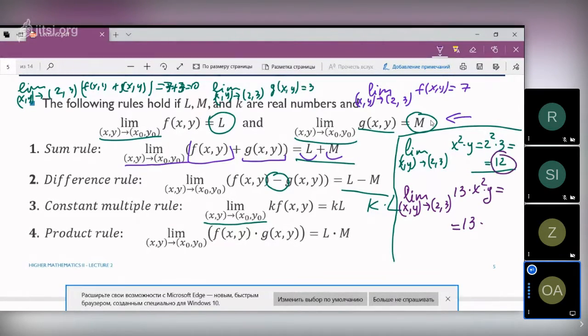But I already have this one, it's 12 in my case. 13 times 12. It will be how much? 12 times 12 is 144, and plus one more 12, that is 156.